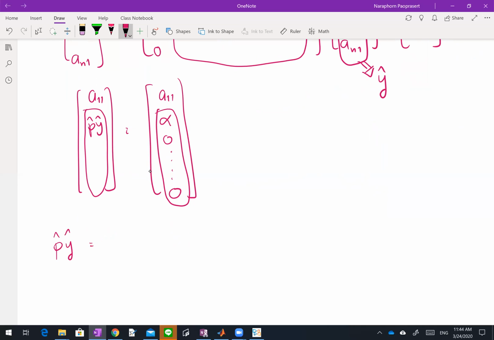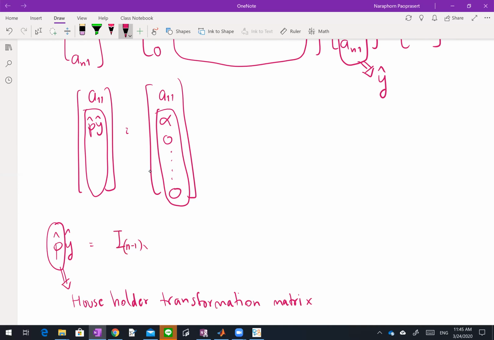So if we want P hat y hat, then we expand it a little bit. This P, remember, is the Householder transformation matrix. It's a matrix with the size reduced by 1. So this is I of size n minus 1 times n minus 1, minus 2 w hat w hat transpose. So w hat is just w starting from row number 2 up until row number n.